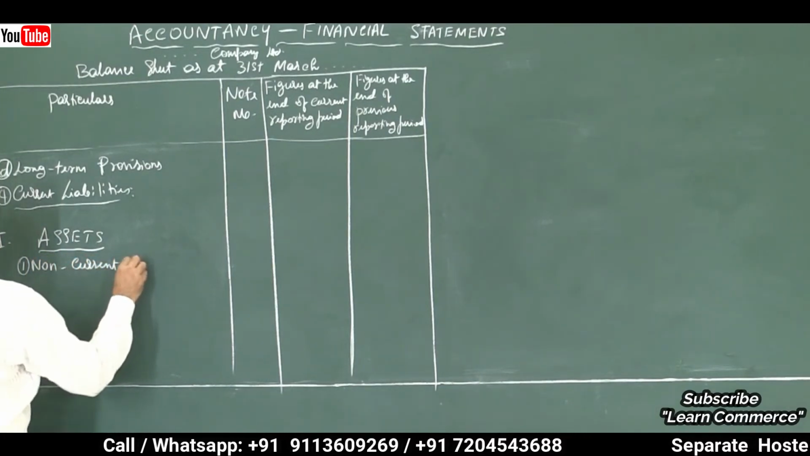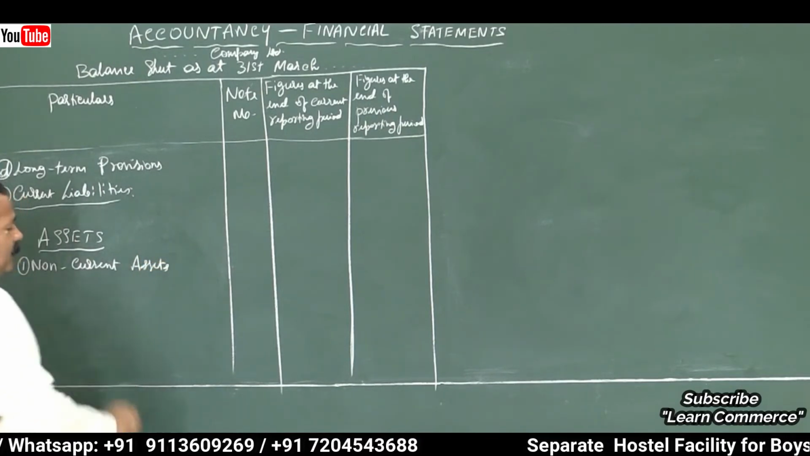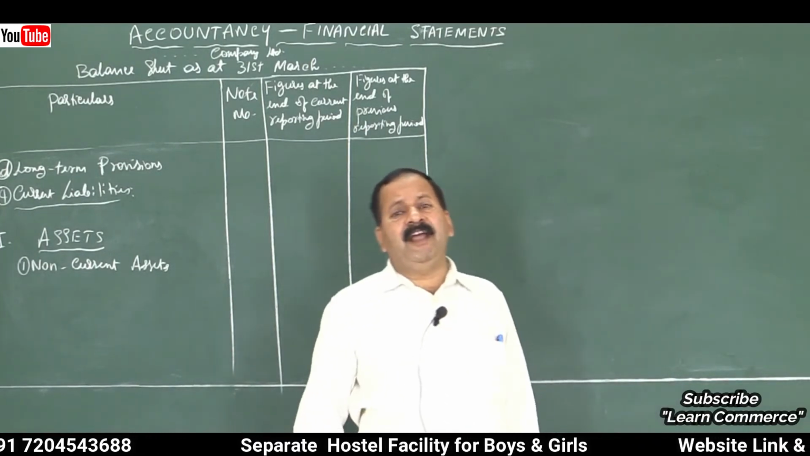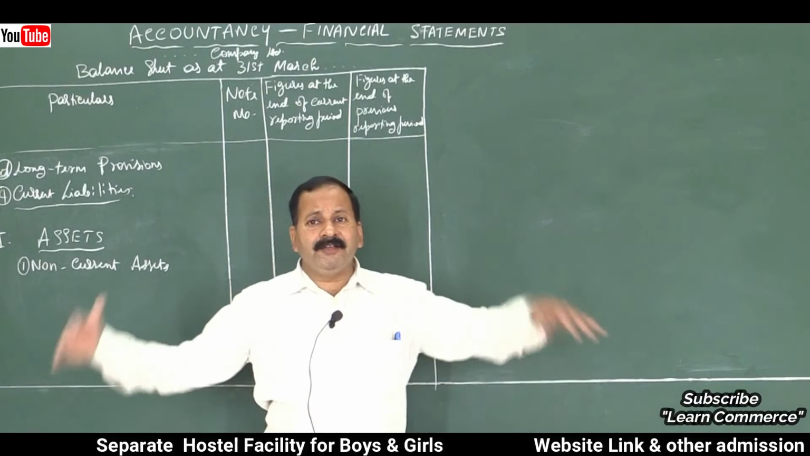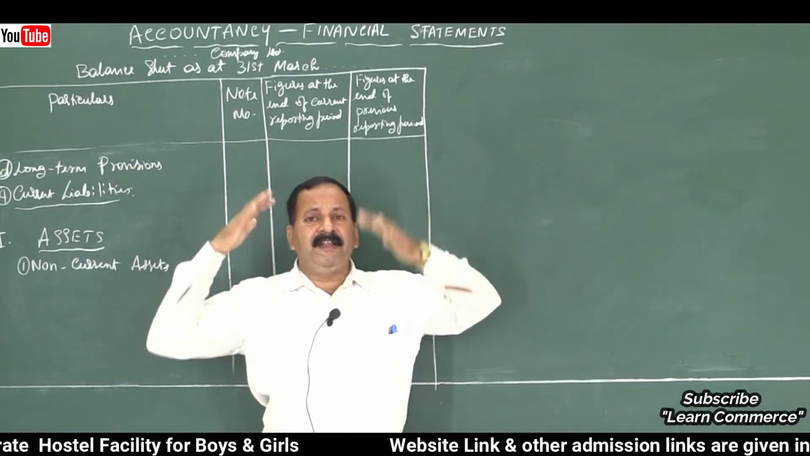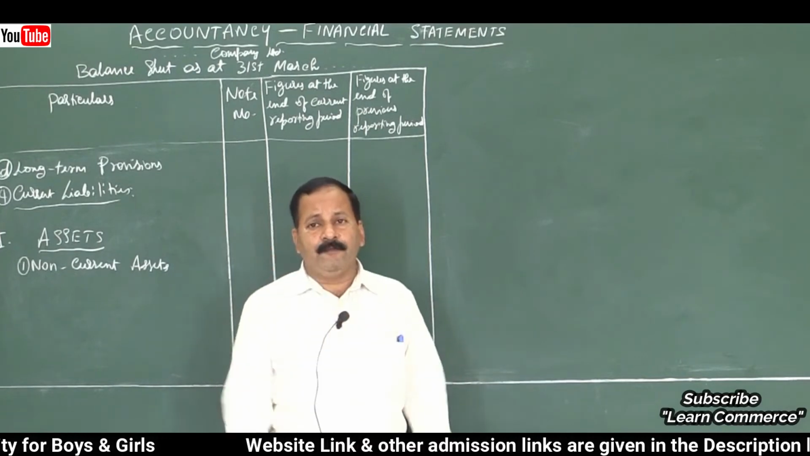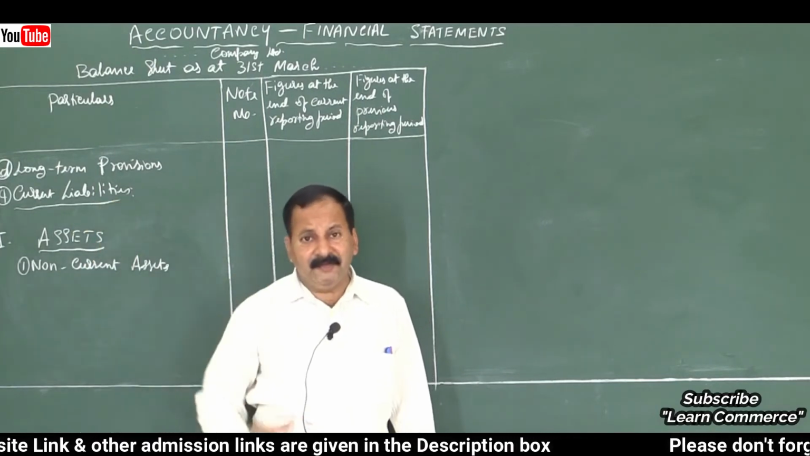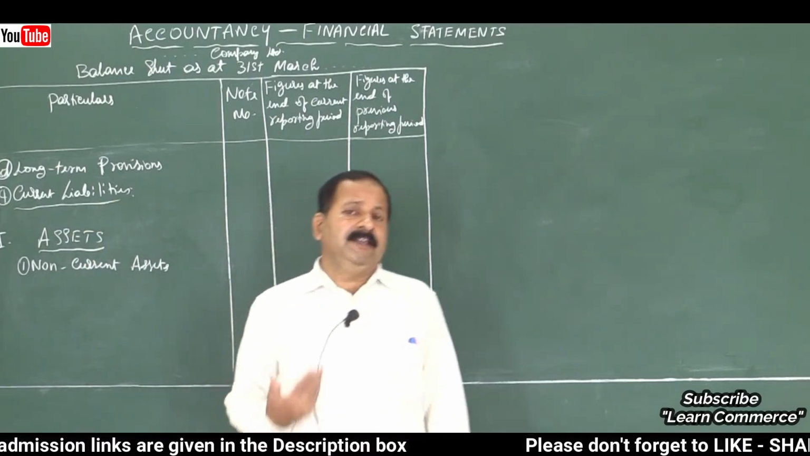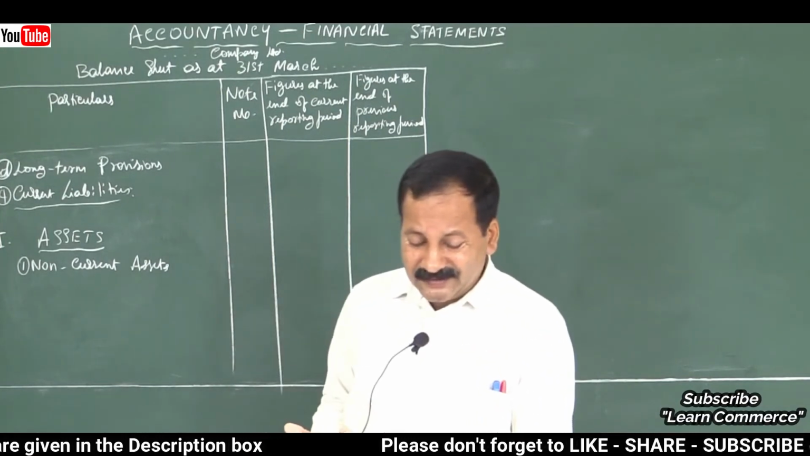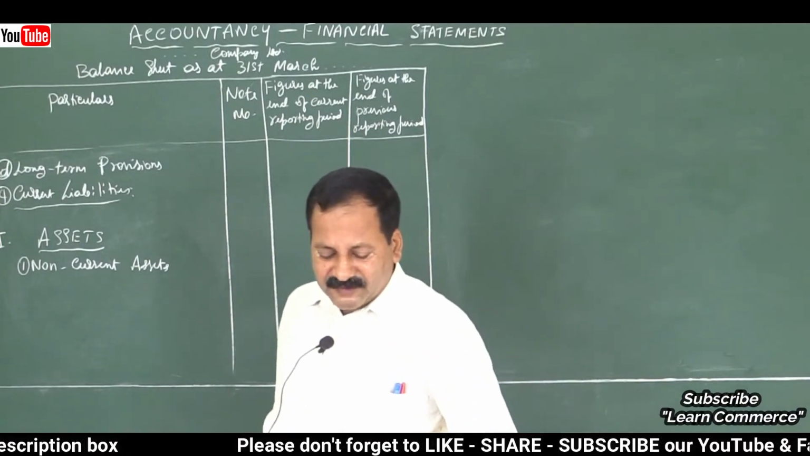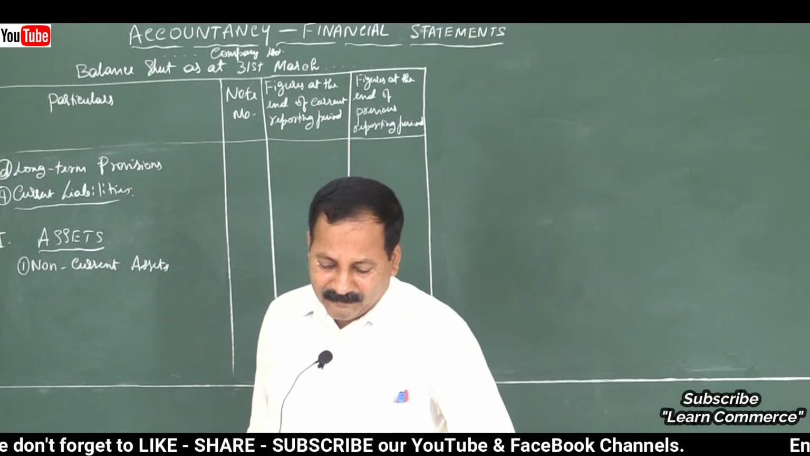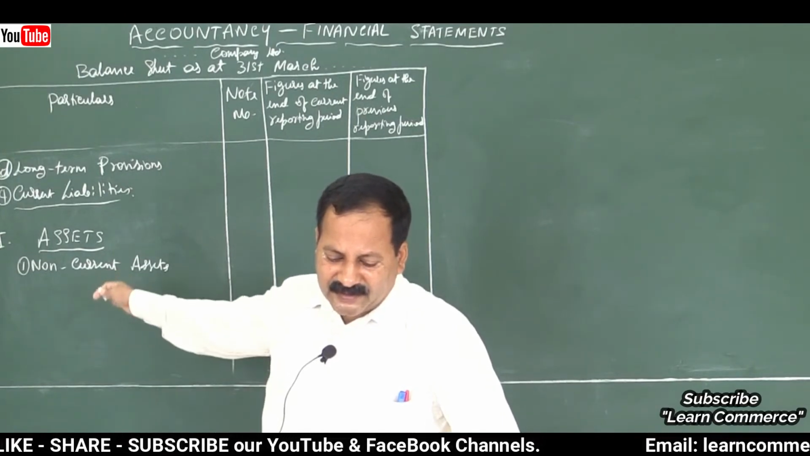Very simple, friends. Non-current means long-term assets, fixed assets. Both tangible and intangible assets come under this. Tangible assets like building, machinery or furniture can be seen or touched. Intangible assets like goodwill, trademark, copyright, patents, and both come under non-current assets. Non-current means fixed assets, under that tangible and intangible.